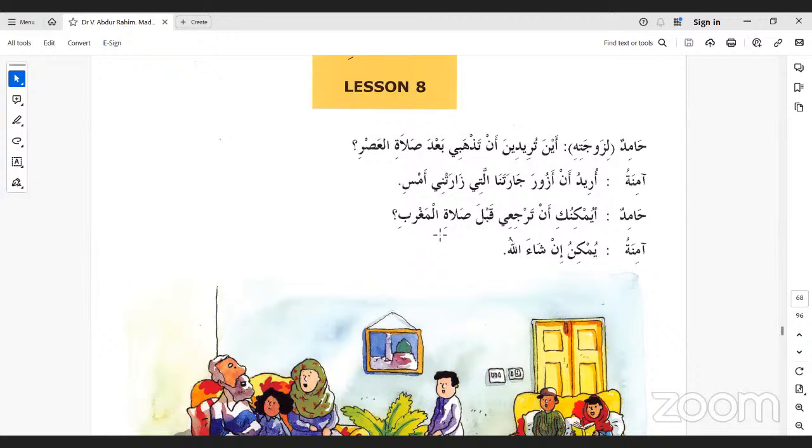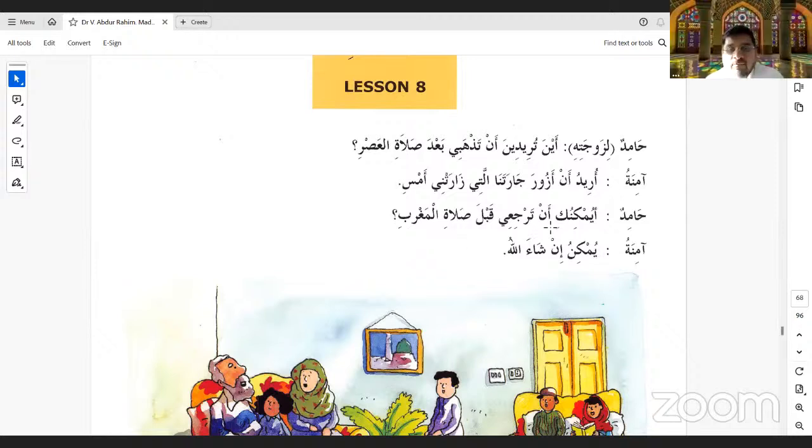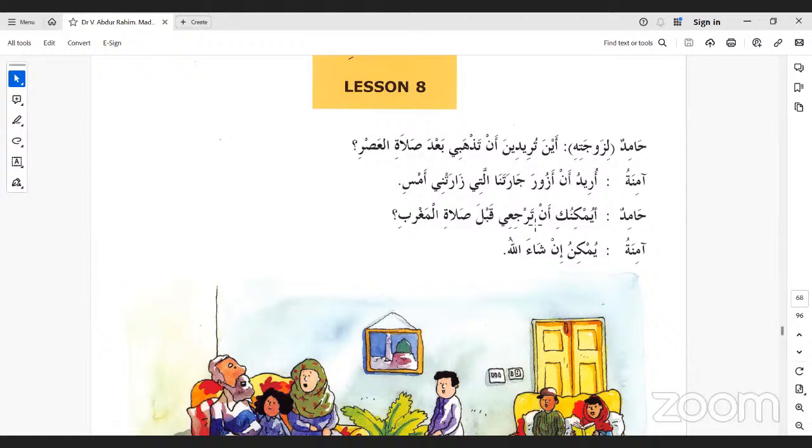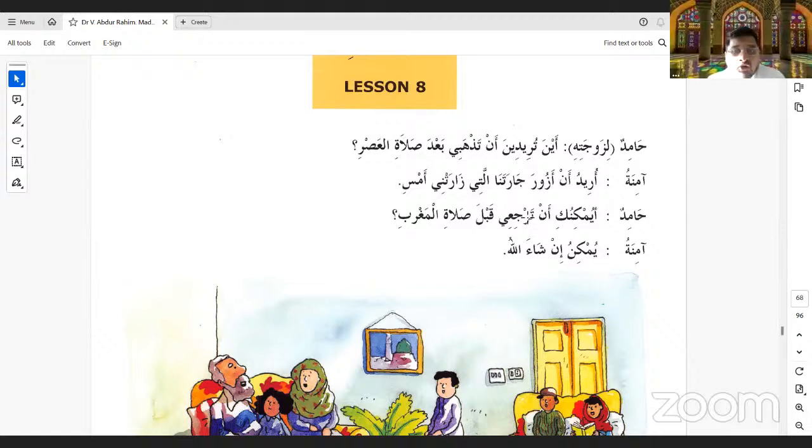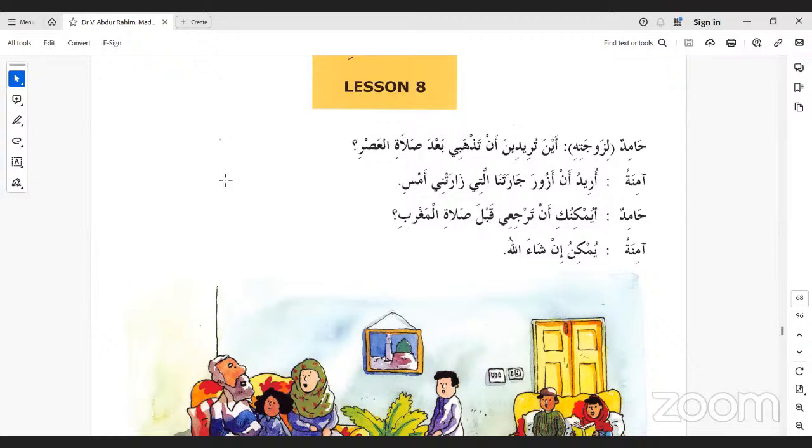I want you to change it again now. How would you say, is it possible for him to return? Not for you, female, but for him. Is it possible for him to return after Salat al-Maghrib?